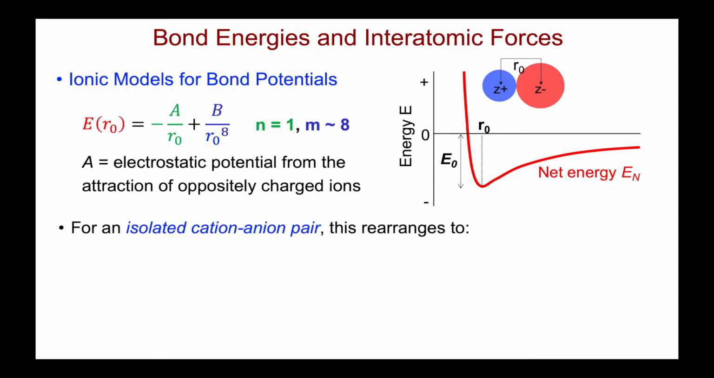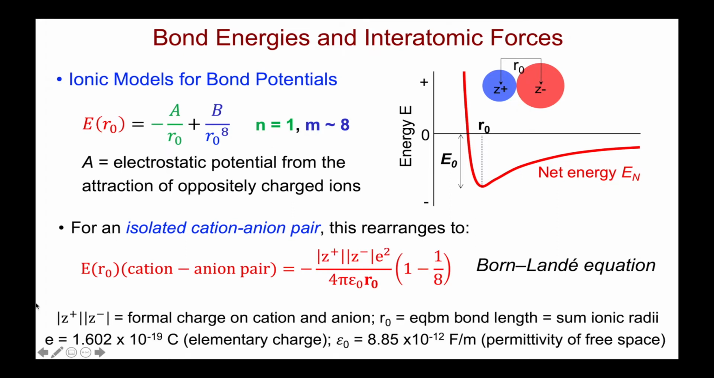For an isolated cation-anion pair, this equation rearranges to the following, where Z plus, Z minus are the absolute formal charges on the cation and anion respectively. R0 is the equilibrium bond length. E is the elementary charge, shown here in coulombs. Epsilon is the permittivity of free space, and this 1 over 8 again is derived from those repulsive terms, those electron cloud repulsions at very short distances. So this equation allows calculation of the energy of the cation-anion pair from simple electrostatics and is called the Born-Lande equation.